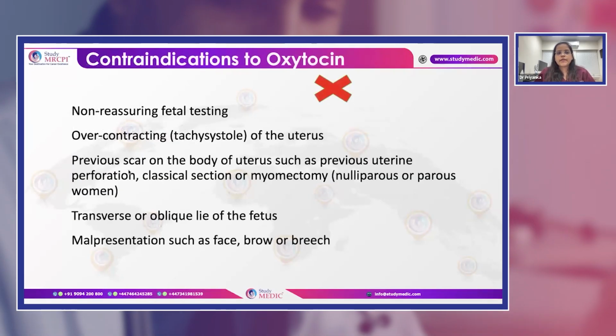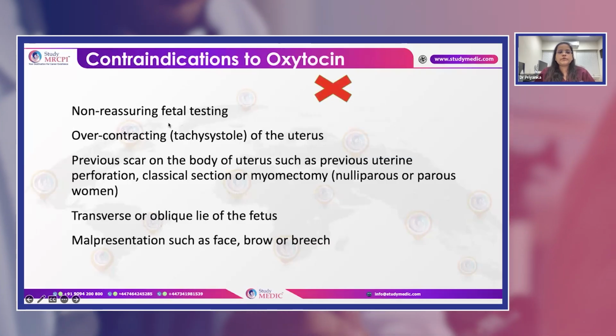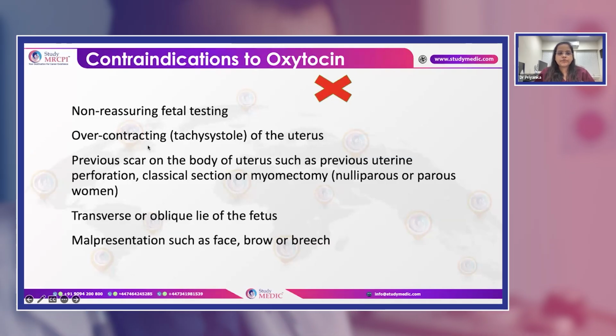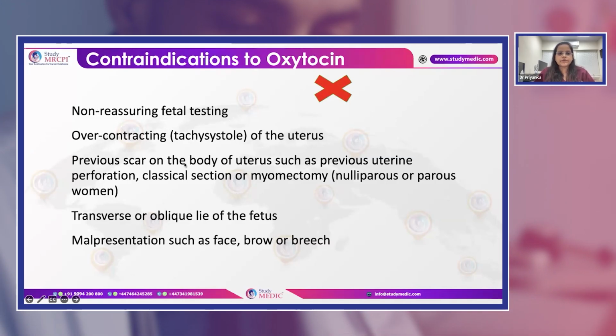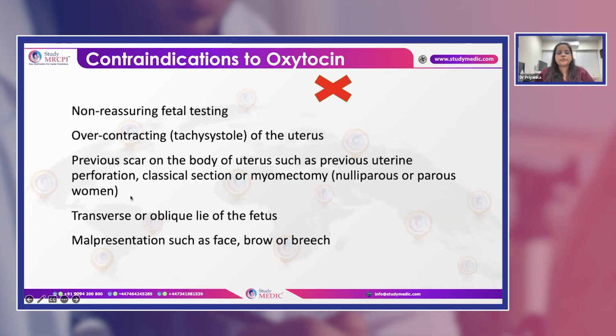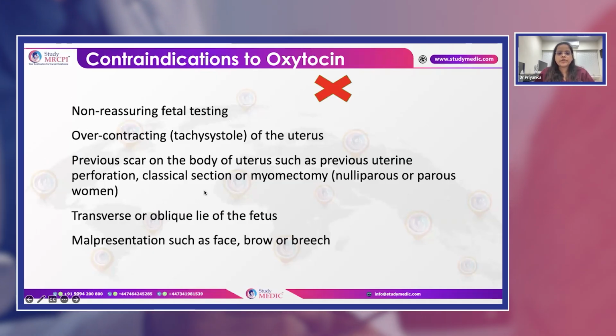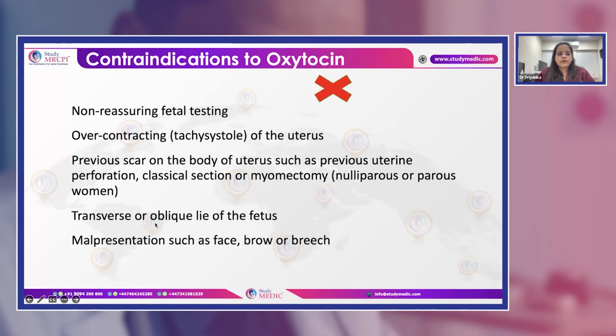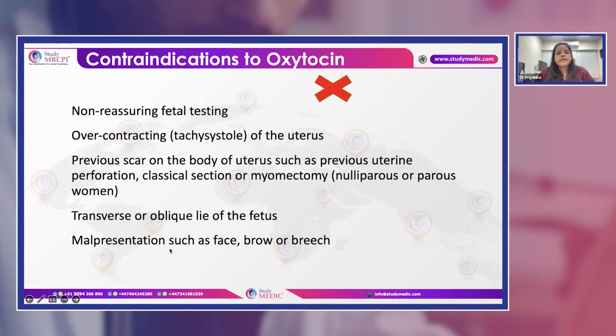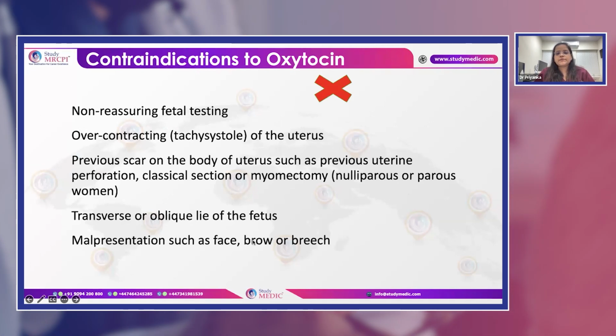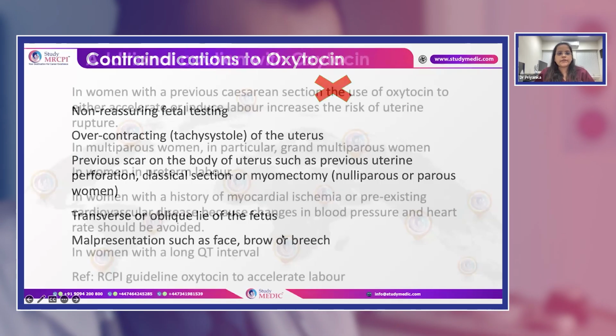So let's see what are the absolute contraindications. Absolute ones are those having non-reassuring fetal testing, tachysystole of the uterus, a previous classical section or a previous uterine perforation, a transverse or an oblique lie, and malpresentations such as face, brow, and breech. So these are the absolute ones.